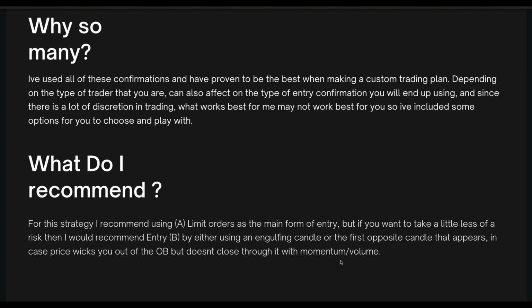Now, what do I recommend? For this strategy, I recommend using A, limit orders, as the main form of entry. But if you want to take a little less of a risk, then I would recommend entry B, by either using an engulfing candle or the first opposite candle that appears, in case price wicks you out of the order block but doesn't close through it with momentum. I already talked about this.